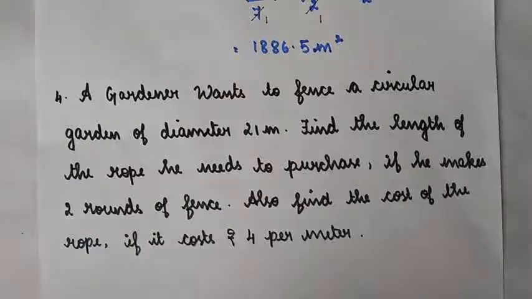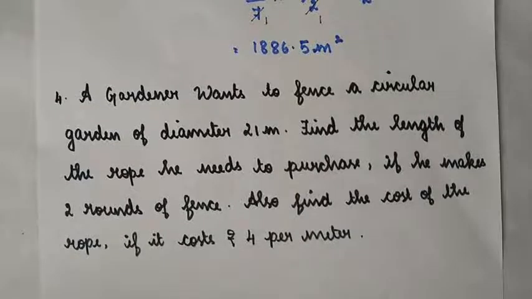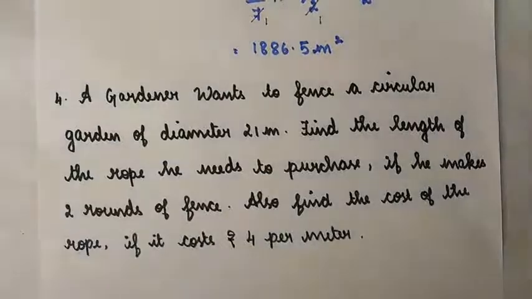A gardener wants to fence a circular garden of diameter 21 meter. Find the length of the rope he needs to purchase if he makes 2 rounds of fence. Also find the cost of the rope if it costs rupees 4 per meter. So here what is given? Diameter of circular garden is 21 meter. So we have to convert diameter into radius. Next we have to find the length of the rope and also the cost of the rope. Okay, let's see.